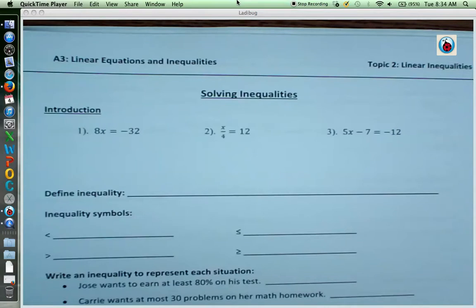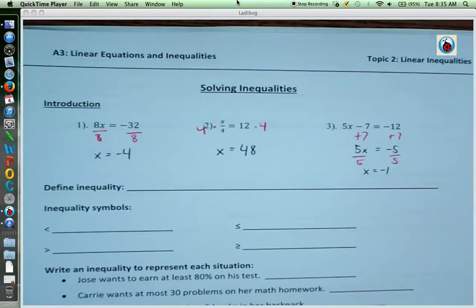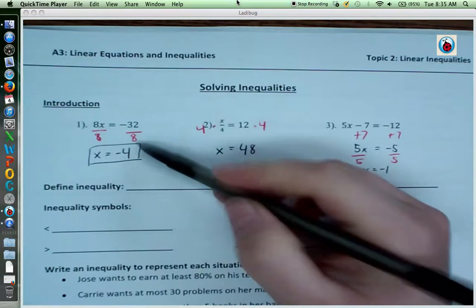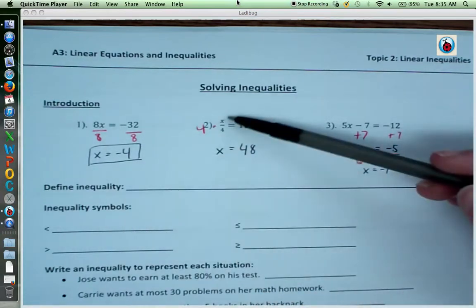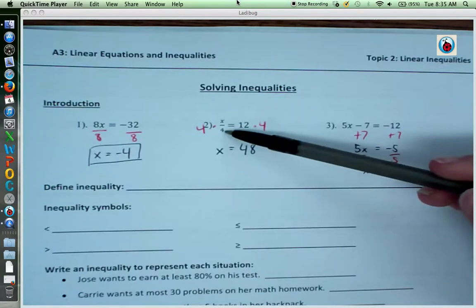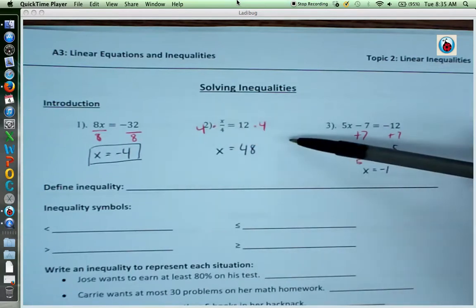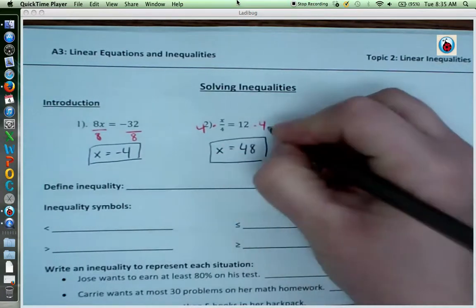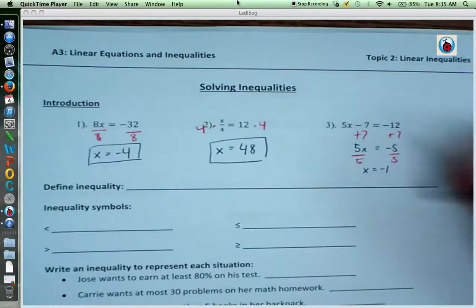All right, are you guys ready to see the answers to the 3 equations? Here we go. Here's the answers that I got. The first one was a one-step equation. I divided both sides by 8, and I got x equals -4, because -32 divided by 8 is -4. On number 2, I have x divided by 4. To cancel that, I multiplied both sides by 4 to cancel the denominator, and I got x equals 12 times 4, which is 48.